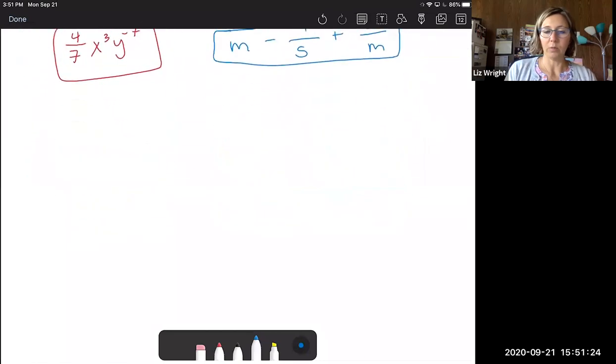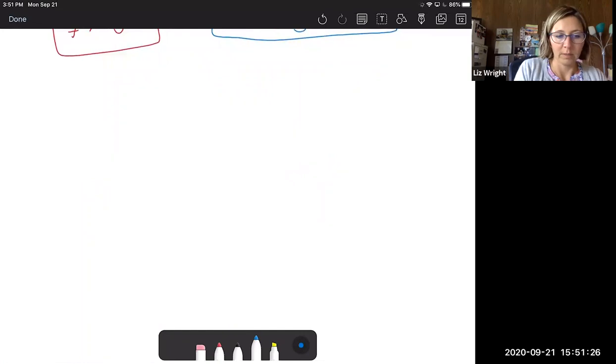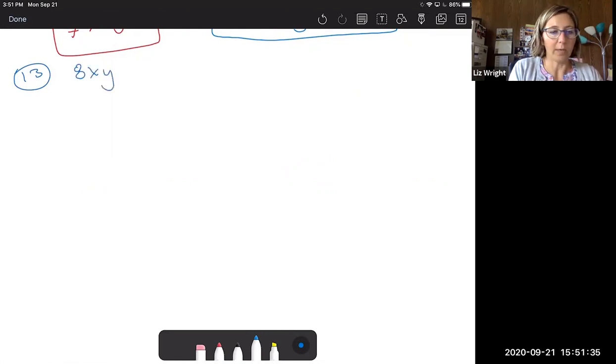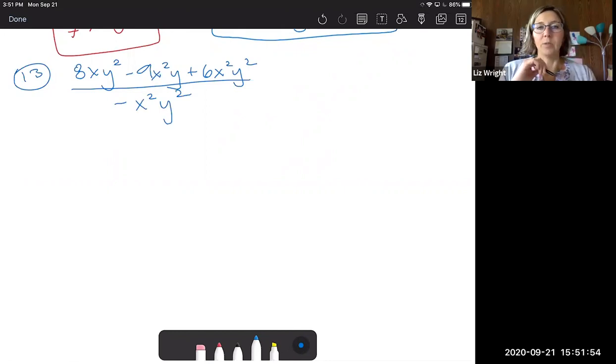So then we're going to do a couple more. So number 13, we've got 8xy squared minus 9x squared y plus 6x squared y squared, and that is going to go all over negative x squared y squared. So this one, I would like you to try on your own. So try this one out.